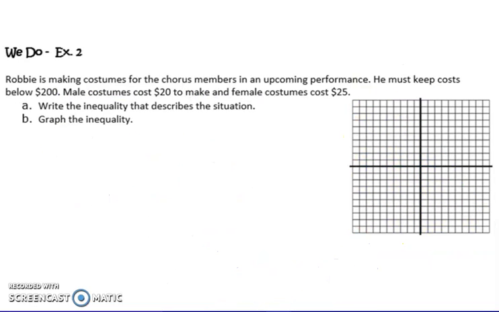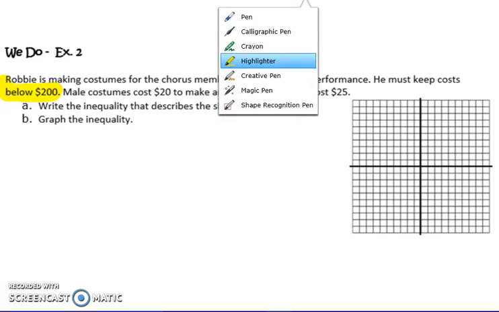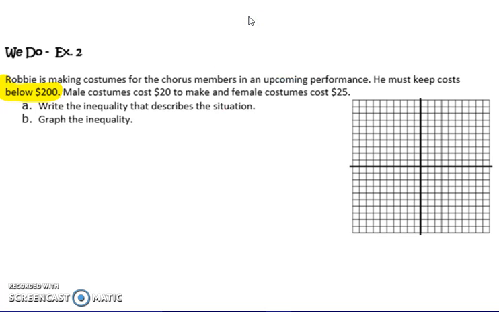If we look at our second example, Robbie is making costumes for the chorus members in an upcoming performance. He must keep costs below $200. Male costumes cost $20 to make, and female costumes cost $25 to make. Write the inequality that describes the situation, and then we're going to graph it again. So we're going to write it in standard form. Again, if I look at what's important, we need it to be below $200, which means it needs to be less than 200.